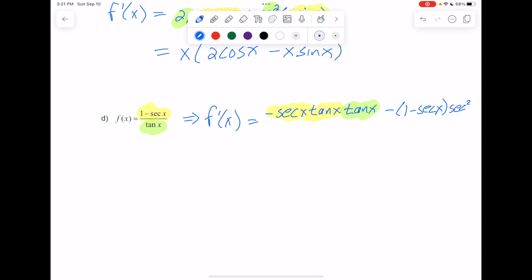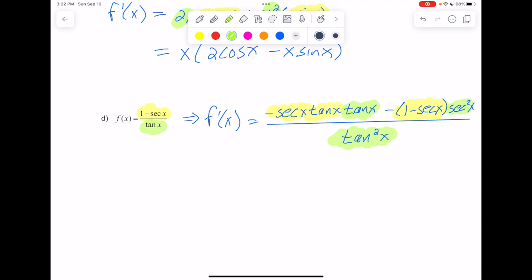is secant squared x. So again, just following the pieces, the numerator is left alone, so 1 minus secant x, and for the denominator, we take the derivative, and the derivative of tangent is secant squared. And then all of that is over the denominator squared, which would be tangent squared of x. And we can highlight that in green, I suppose, just so everything is color-coded. And that is your derivative.